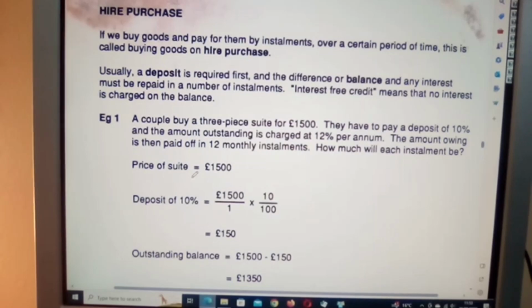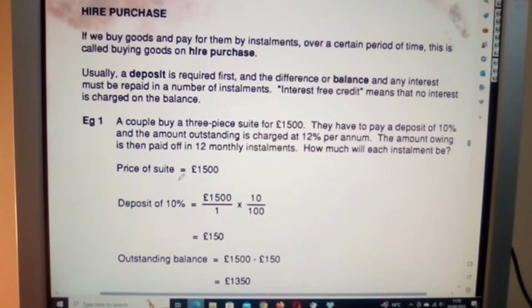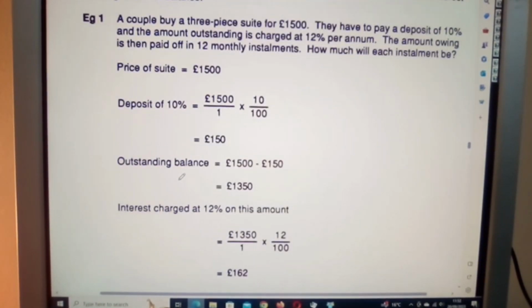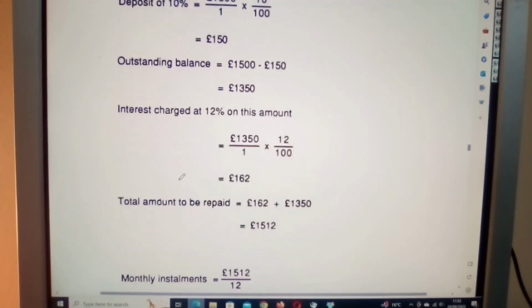Hire purchase. Again, the principle is similar. Write it out, get it done. Practice, practice, practice.